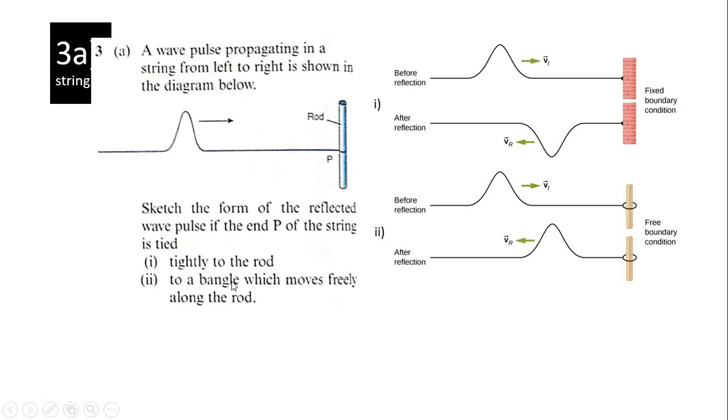Whereas if it's tied to a bangle which moves freely along the rod, right? Bangle is just treated as a ring. If you don't understand the word, treat it as a ring that can move up and down. That's good enough. As the pulse comes, it can move up with the pulse, and then it can move down. So it will be reflected in the opposite direction, not inverted. This one is inverted, this one not inverted. Same direction, vertical. That's all.